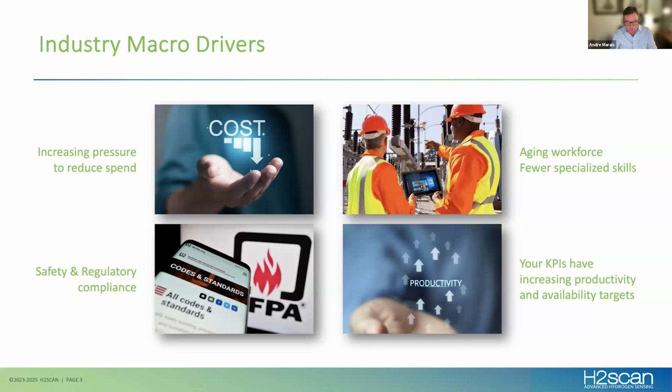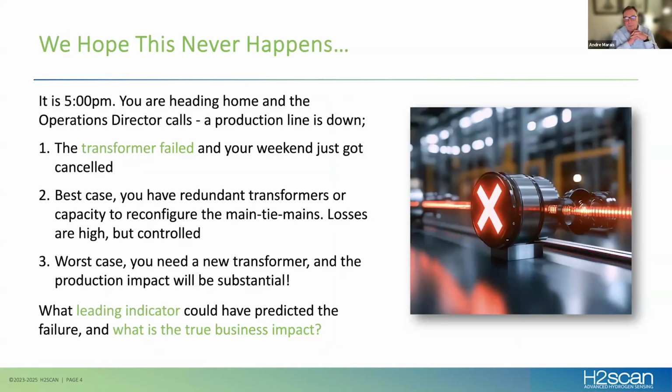So against that backdrop, and we really hope this doesn't happen to you, I've put together something of a theoretical scenario, although for many it's not. You can imagine it's 5 o'clock, you're on your way home, it's Friday afternoon perhaps. The operations director calls and says the production line is down. And it's electrical. You get on the phone, you reach out, and you find out that a transformer, one that you own and operate, has failed. And your weekend just got cancelled. All those plans you had are gone.